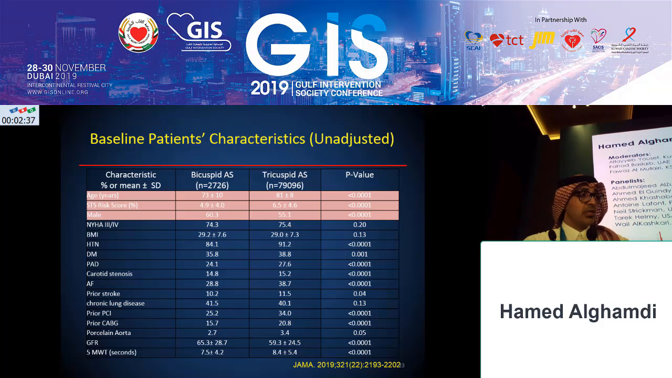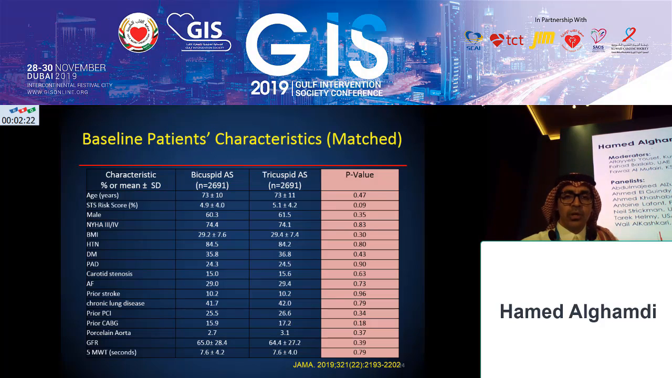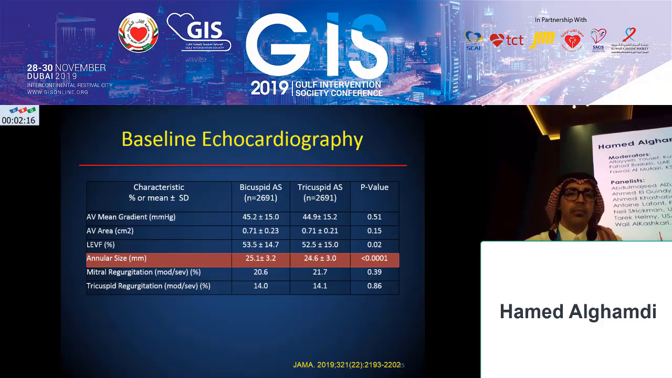And this is unadjusted, just comparing the 2,700 bicuspid patients to the almost 80,000 tricuspid patients. You can see the age difference. It's huge. And that's important when we're talking about bicuspid valve. Also the risk: we definitely have younger and low-risk patients. But looking at the patient characteristics when they did the propensity matching, there was no difference between the two groups. Okay.